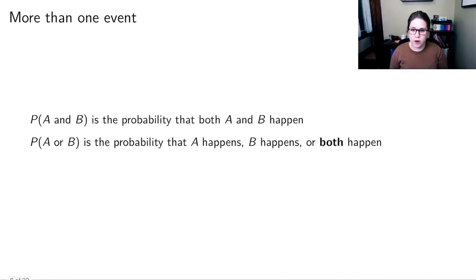We could have more than one event, and we use letters for those. So A and B could be 2 events. The probability of A and B, that's the probability that both of those things happen. The probability of A or B, that's the probability that A happens, B happens, or both of them happen together. So it's okay if they both happen. That's the way that we're going to define "or" for this class. There are other types of "or" that are exclusive, and we're not going to focus on those.